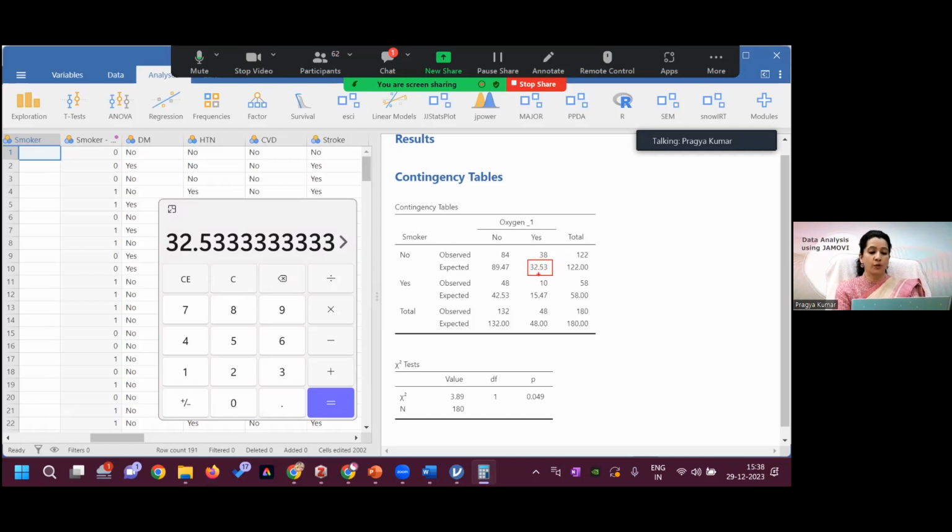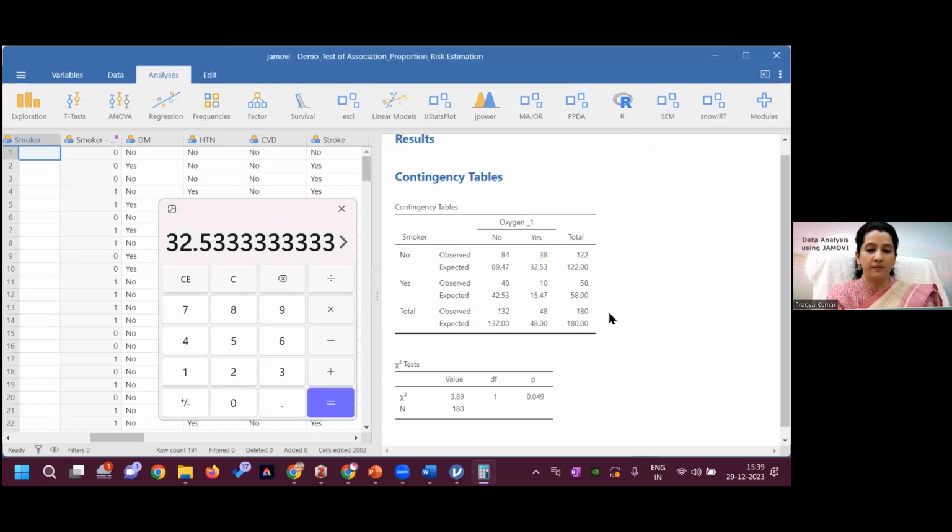So whatever formula you read, like row total into column total by sum total, that is nothing but a unitary method. Unitary method means, like we have read in maths, that out of 180, 48 people required oxygen. So out of 122, how many will require? So this will be 32.53. So that is the expected.